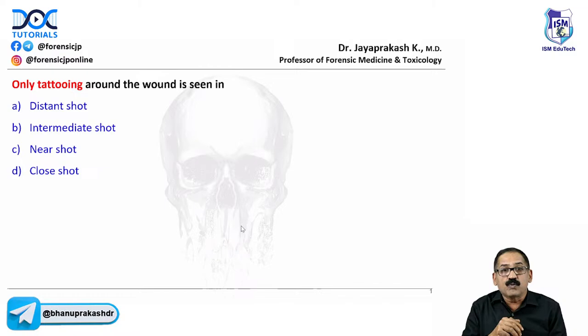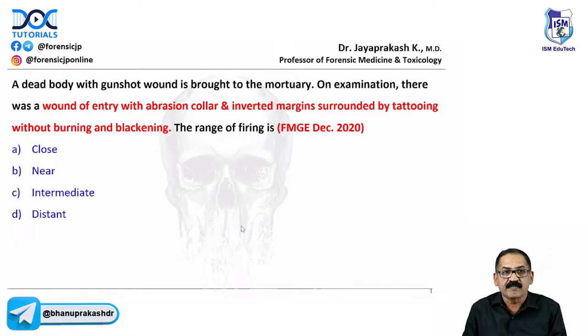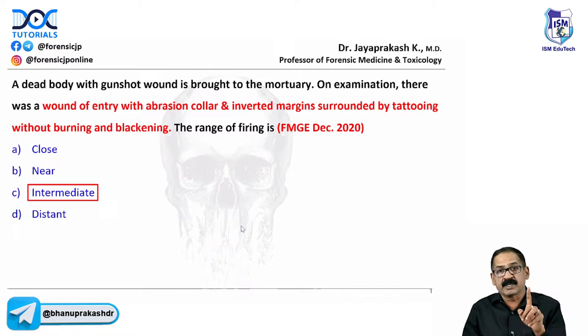Okay. Now, look at the question. Only tattooing around the wound of entry is seen in intermediate shot. Now, look at the question which I asked in FMGE December 2020. A dead body with a gunshot wound is brought to the mortuary. On examination, there was a wound of entry with abrasion collar and inverted margins surrounded by tattooing without burning and blackening. That means the answer is intermediate. At the same time, if there is peppering plus blackening, it is near shot. Peppering plus blackening plus singeing or burning means it is close shot.